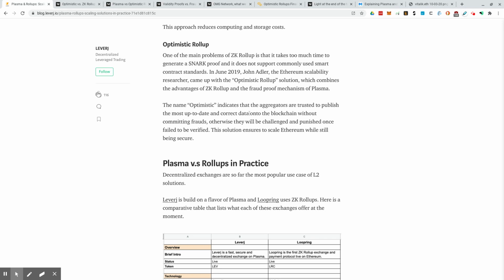So this is a little bit similar to how Ethereum 2.0 is handling their proof of stake and punishments. It basically prevents fraud by punishing people if they commit fraud.